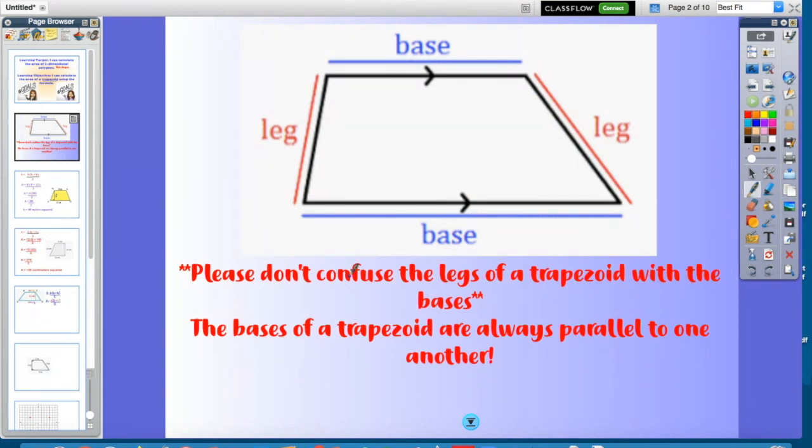Something important to remember is please don't confuse the legs of the trapezoid. The legs are here in this example. Please don't confuse them with the base. The way to tell the base from the legs is that the 2 bases of the trapezoid are always parallel, which means they run as 2 straight lines that are never going to crisscross. If these legs continued up, eventually they would crisscross because they're at these different angles. These 2 bases are running parallel to one another.